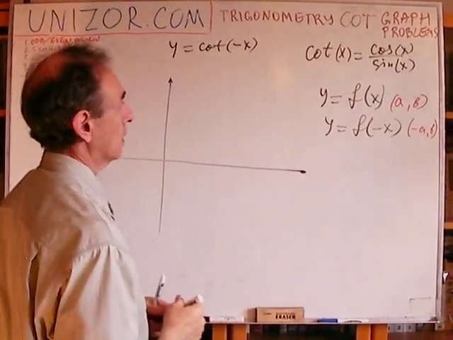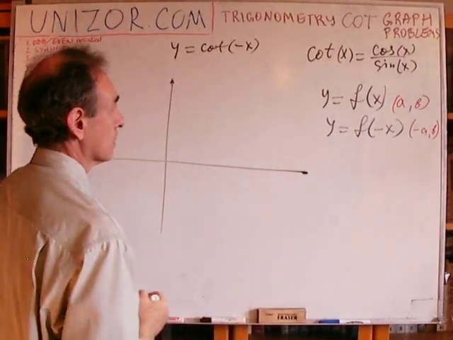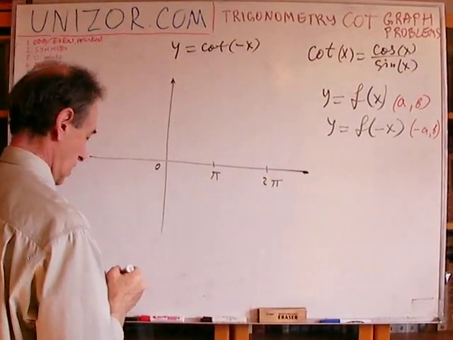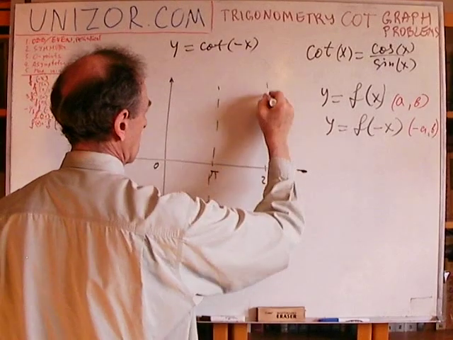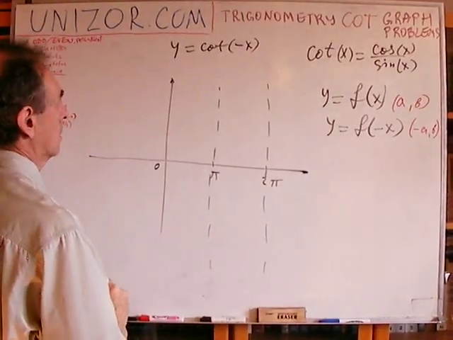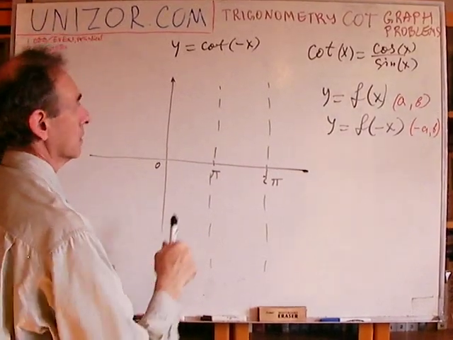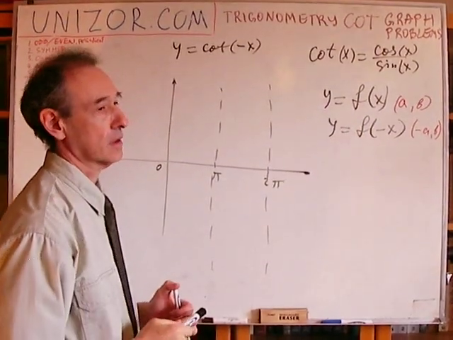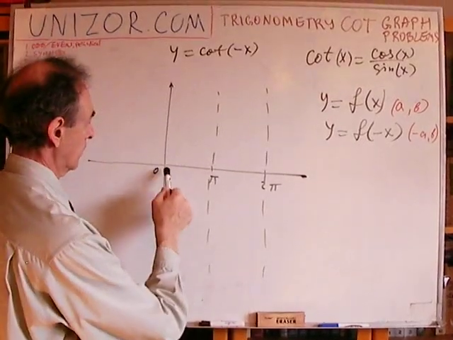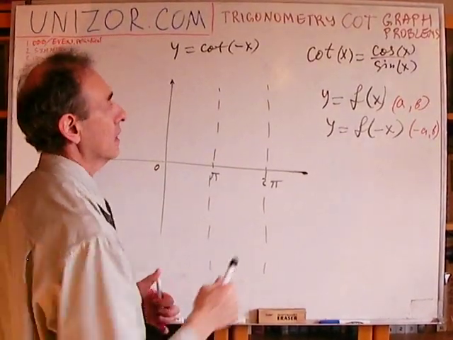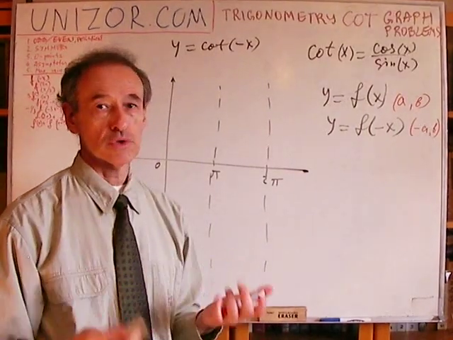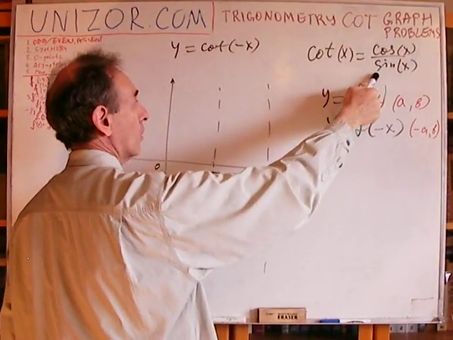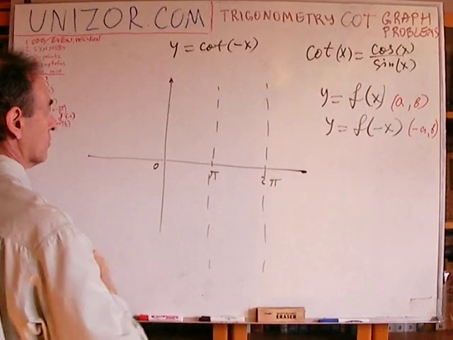Now, the asymptotes are obviously where sine is equal to 0, which is 0, pi, 2 pi. So these are asymptotes. Now, right near 0, this denominator is almost 0, just a little bit on the positive side. And cosine is equal to 1 at the point x equals 0. So if I divide 1 by a very small positive number, I will have a very large positive number. So this is how it goes.